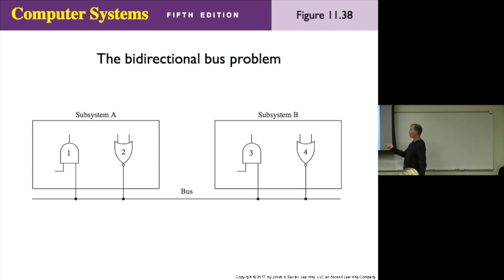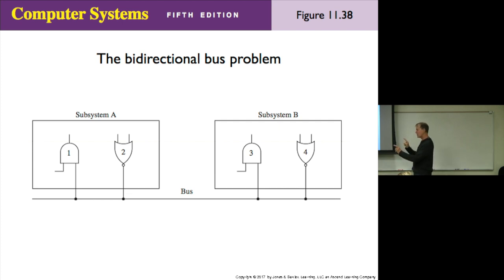So basically there are four different gates involved in the process. We want to have data go to and from subsystem A and to and from subsystem B. In subsystem A, gate 1 represents data going into subsystem A, and gate 2 represents the output from subsystem A. But look, what are they connected to? They're connected to the same wire. And in subsystem B, gate 3 is input into subsystem B, and gate 4 is output from subsystem B. But here again, on the same wire.